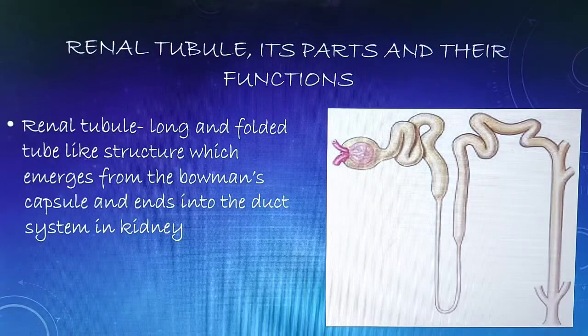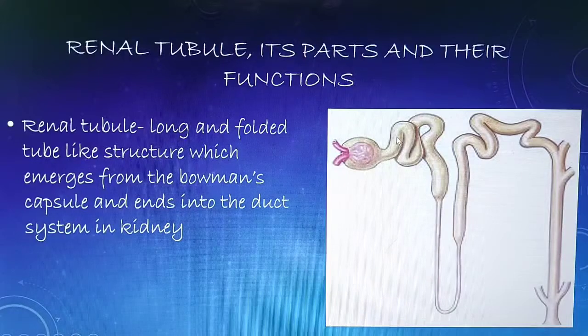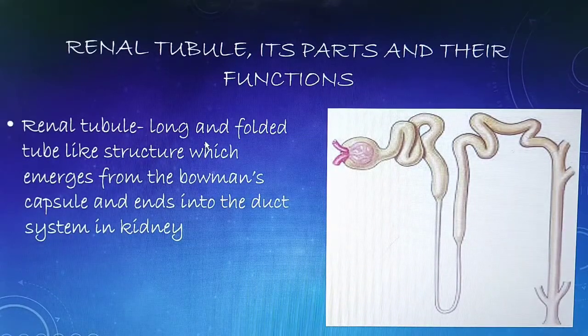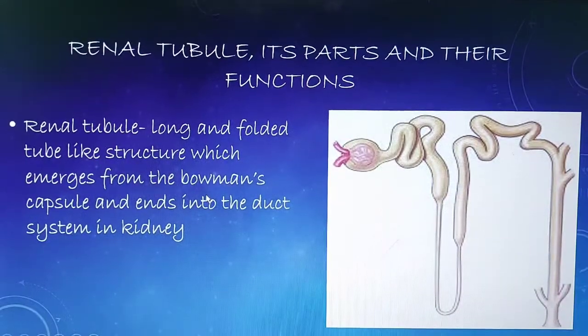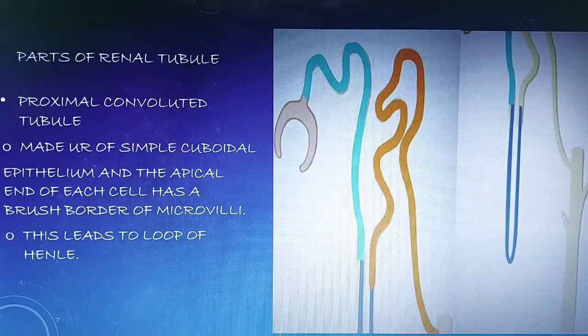Now let us see about the renal tubule, its parts and its functions. This is the renal tubule, the place from where the Bowman's capsule ends till the collecting duct is known as the renal tubule. It is a long and folded tube-like structure which emerges from the Bowman's capsule and ends into the collecting duct system in the kidney. Now let us see about the parts of the renal tubule.